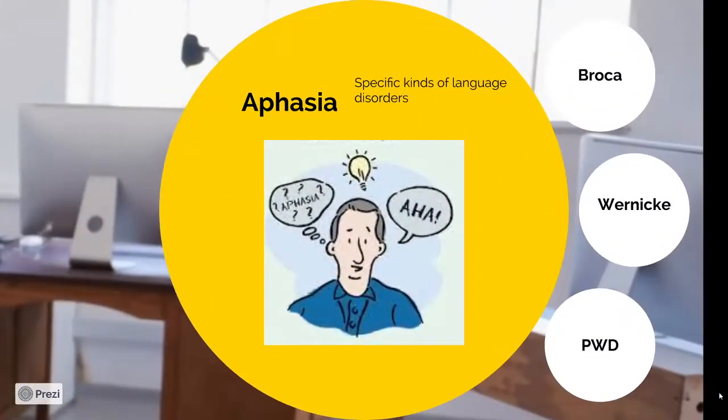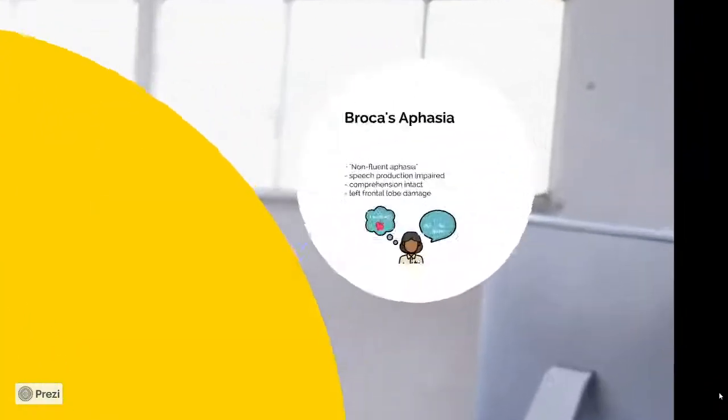The last thing discussed in this chapter is different kinds of language disorders, which are known as aphasias. The 3 main kinds of aphasias discussed are Broca's aphasia, Wernicke's aphasia, and pure word deafness.